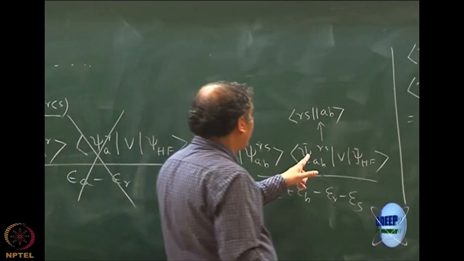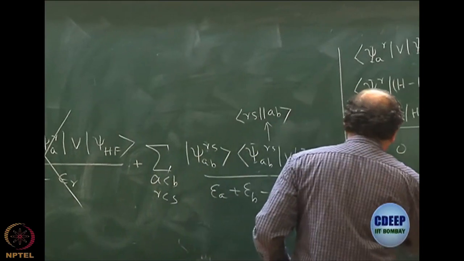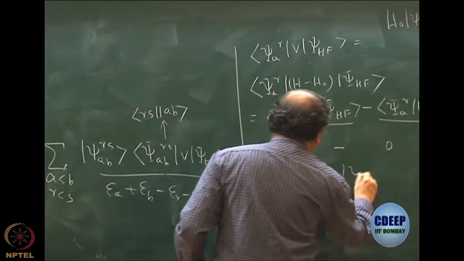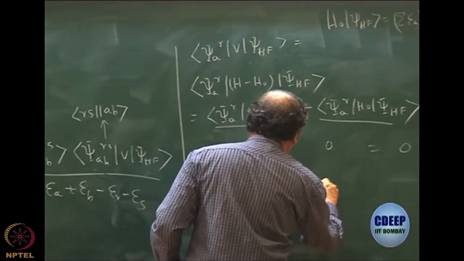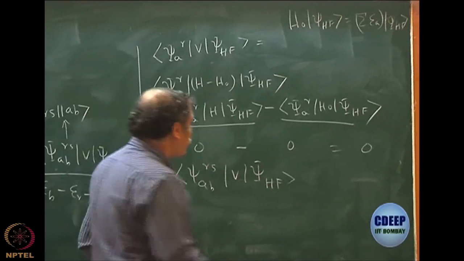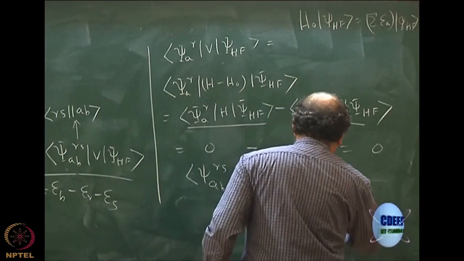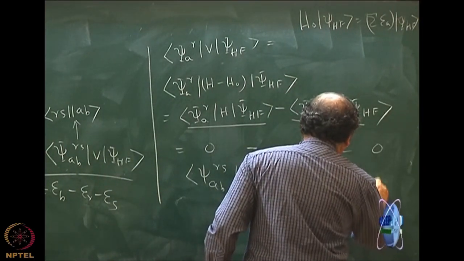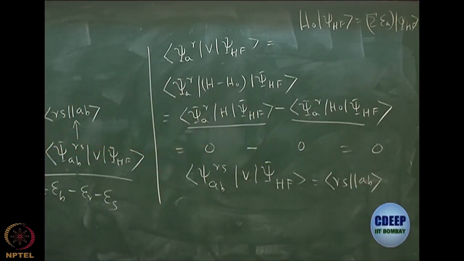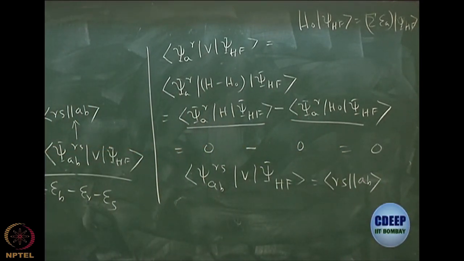We have already said that ψ_AB^RS V ψ_Hartree-Fock. Again, this is very easy to prove. You have a 2 electron part minus 1 electron part, that is anyway 0. So, you have this as ⟨RS||AB⟩, anti-symmetrized. Okay, so that is the integral.